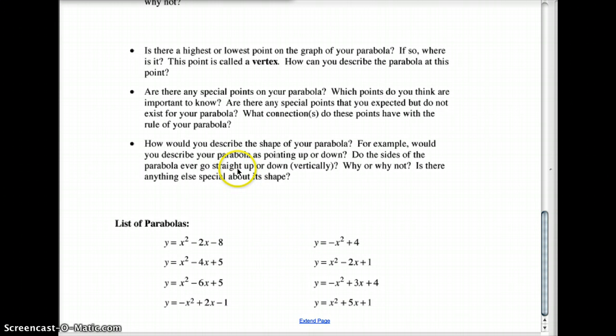And then, how would you describe the shape of your parabola? For example, would you describe your parabola as pointing up, or is it pointing down? Do the sides of the parabola ever go straight up and down, vertically? And why is it? And is there anything else special about your shape? Just anything you might notice, please let us know.